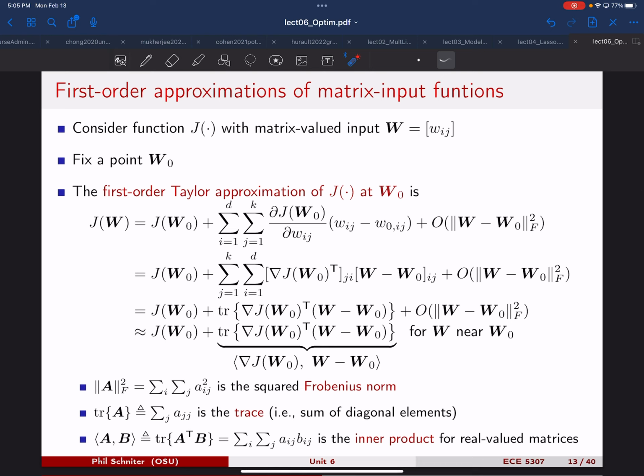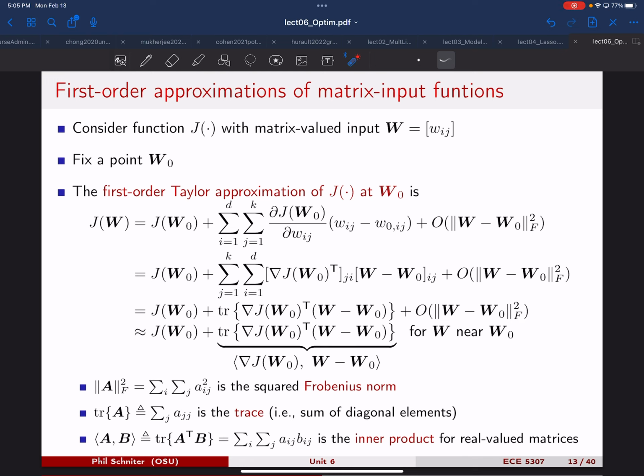We can extend this idea to matrix-valued functions as well. The only thing that changes now is we have a double sum. We look at the partial derivatives with respect to each of the individual terms in our W matrix, but otherwise it's identical to what we saw in the gradient case. The only other difference is that instead of the 2 norm, we need the sum of squares over the W coefficients. That's the Frobenius norm, which we also saw back in ridge regression when our targets were vector valued.